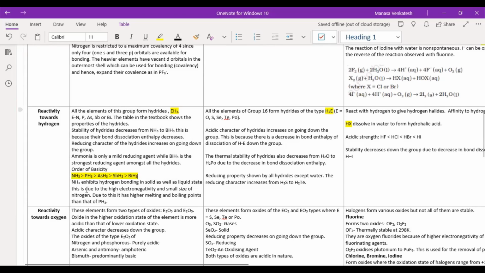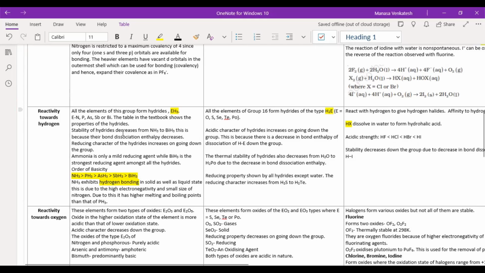So the basicity is going to be: ammonia is the most basic, and bismuth hydride is the least basic. Now, one important property ammonia shows is hydrogen bonding. So it can show hydrogen bonding in solid and liquid state. The reason that this is observed is because nitrogen has a small size and it's highly electronegative compared to the other elements in the group, and because of that, it's able to form strong hydrogen bonds. And so NH3 actually has a higher melting point as well as boiling point than that of PH3, phosphorus hydride.